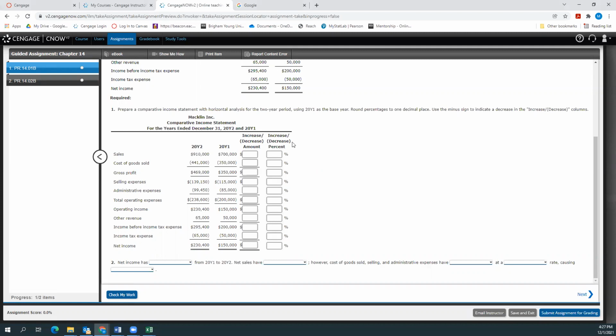So really, when we do a comparative income statement, all we're doing is adding a couple columns. The first is the amount of the increase or decrease. To figure that out, we're going to subtract the older year from the newer year, the most recent year. So in this case, we'll say it was 700,000 in 2001 or 2021, however we're looking at that, and now it's 910,000. So the difference, 910,000 minus 700,000, will be 210,000.